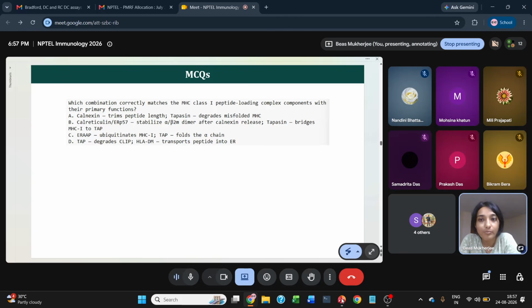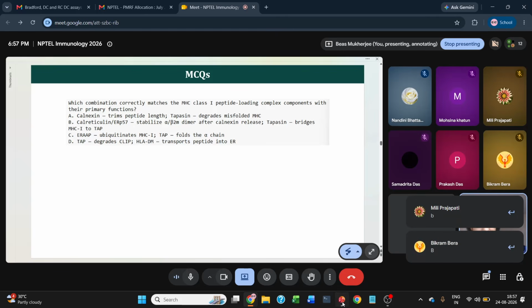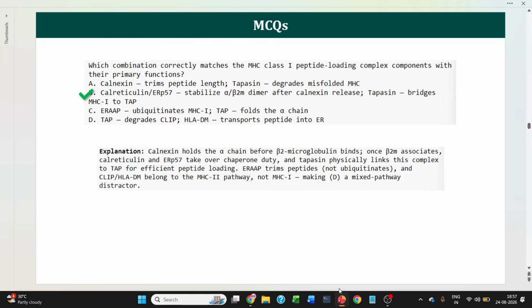So, which combination correctly matches the MHC class I peptide loading complex components with their primary function? Try to solve this. Calnexin trims the peptide length, tapasin degrades... Let's see which is the right answer. Yes, B is the right answer.